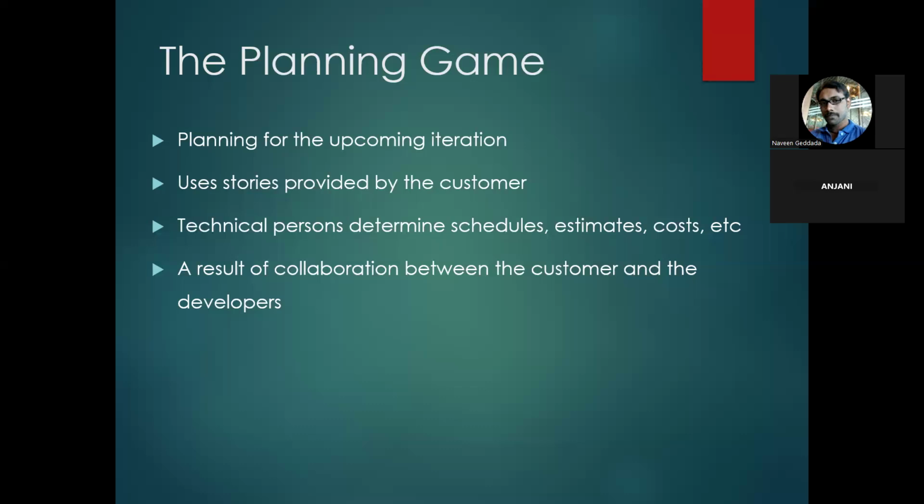And once we have done this third point, where technical persons determine the schedule, estimates, and costs, it will be shared with the customer, saying we are delivering these 5 user stories in the next sprint or in the next iteration. So for this sprint, the customer says, okay, these 5 stories make sense to me, so that these 5 stories will be used to achieve some of the functionality needed for his product.